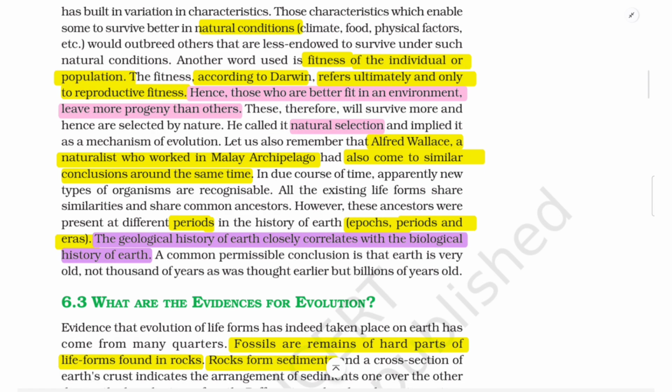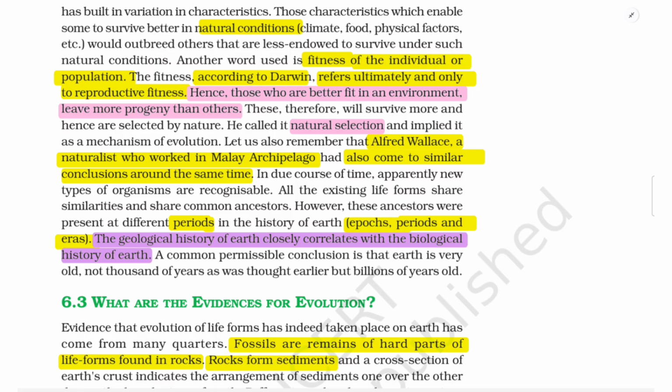Any population has built-in variation in characteristics. Those characteristics which enabled some to survive better in natural conditions, that is climate, food, physical factors, etc., would outbreed others that are less endowed to survive under such natural conditions. Another word used is fitness of the individual or population. The fitness, according to Darwin, refers ultimately and only to reproductive fitness. Hence, those who are better fit in an environment leave more progeny than others. These, therefore, will survive more and hence are selected by nature. He called it natural selection and implied it as a mechanism of evolution.